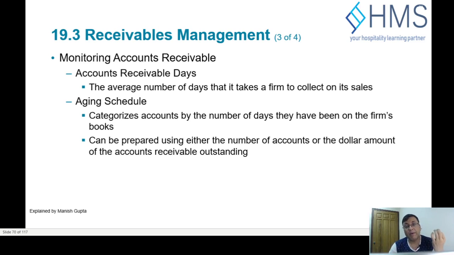It can be prepared by the number of accounts or by the dollar amount. The dollar amount is more useful because it shows how much money is really lying there. The account count only tells you how many people have not paid the bill. If there are, let's say, 1000 accounts but the amount is very small, it does not make much sense. So the better way is to sort by amount first, and then look at the accounts.